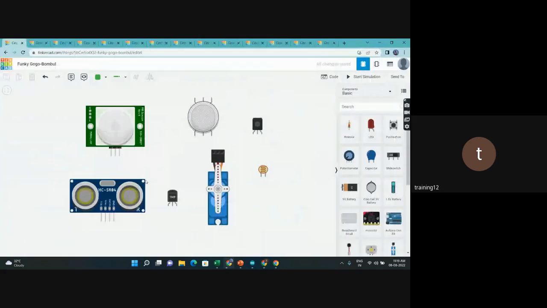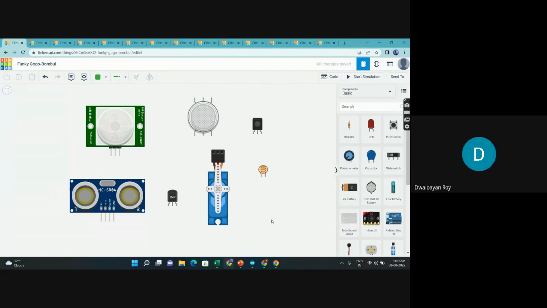Okay, create new circuit. Then this type of portion opens. Here are the components. If you get this blank space, then let me know. Yes, sir, I get the blank space.